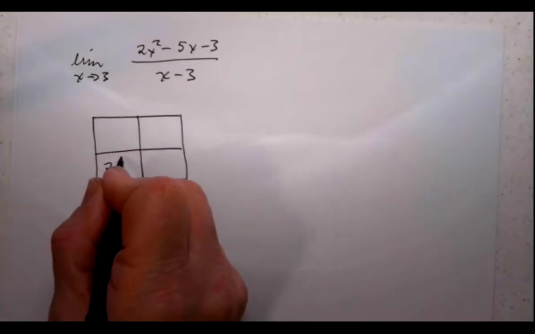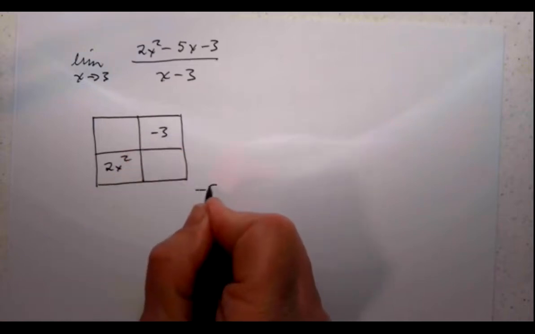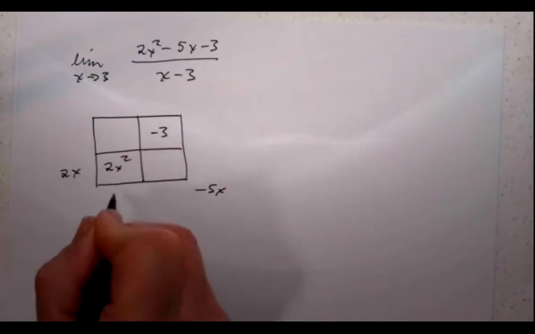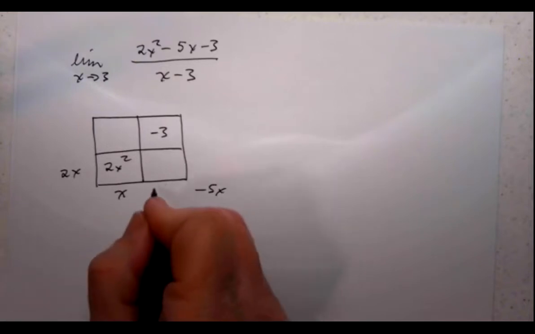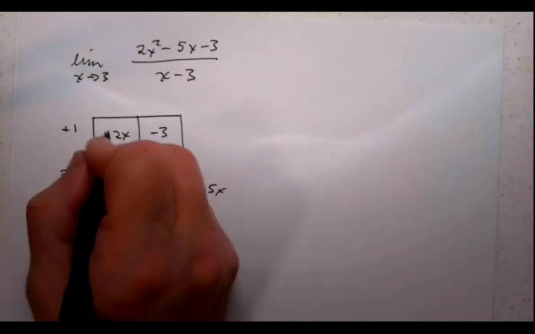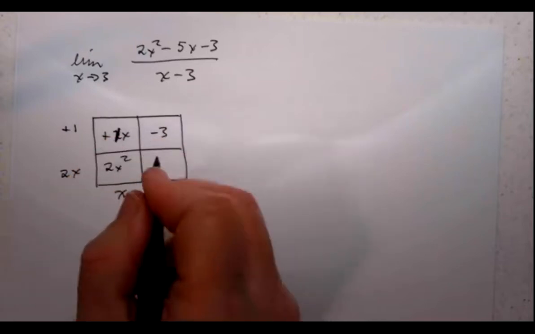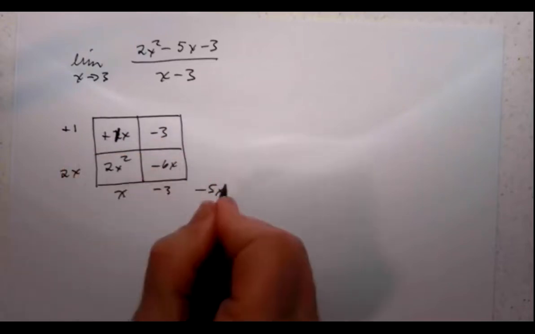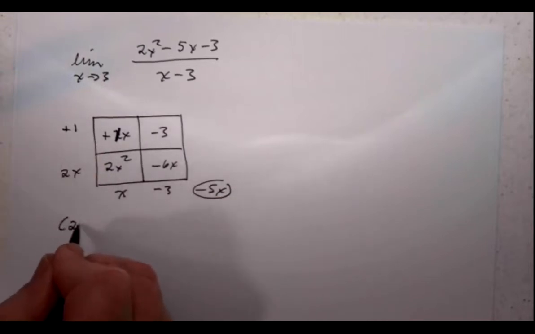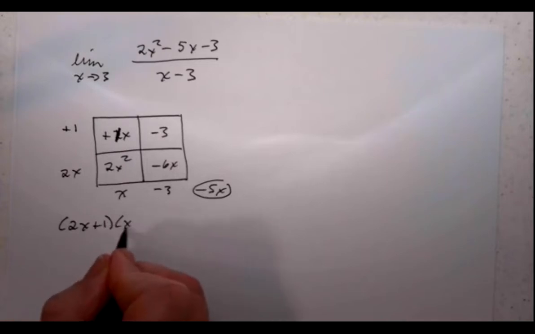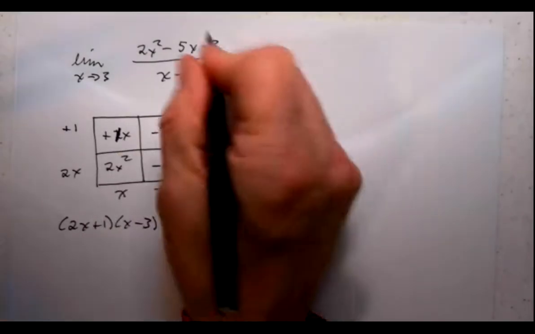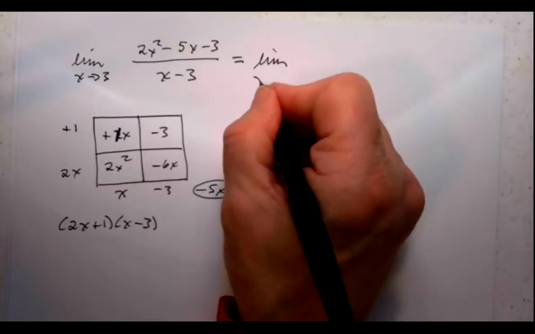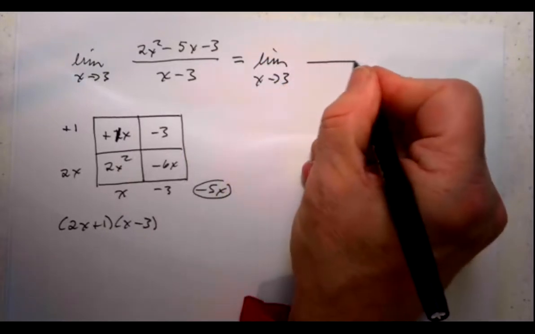So 2x squared here, negative 3 here, minus 5x in the middle. 2x times x is 2x squared. I think I need a negative 3 here and a positive 1 here. 1 times 2x is plus 2x, negative 3 times x, excuse me, 1 times x is positive 1x. Negative 3 times 2x is negative 6x. 1x minus 6x is negative 5x. So factoring this, we get 2x plus 1 times x minus 3.